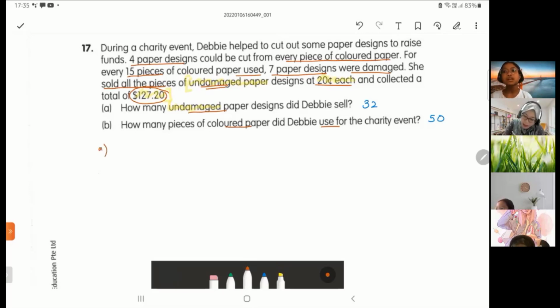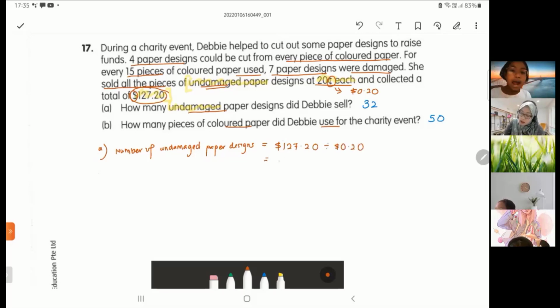Okay, so part A is quite straightforward. Number of undamaged paper designs will be, 20 cents is in cents. This is in dollars. What must I do to 20 cents? Change it to dollars. That will be 0.20. So 127.20 divided by 20 cents equals 636. Done. This is the answer for part A. Easy, right?